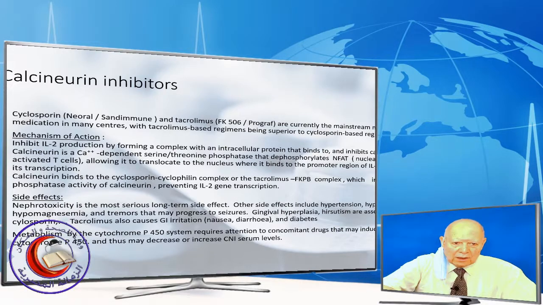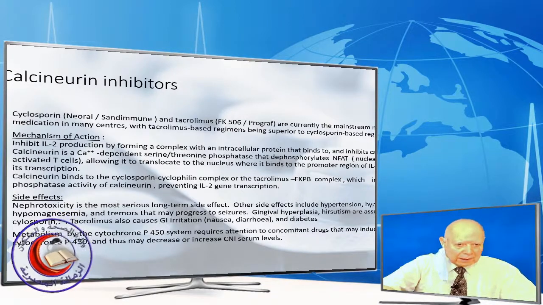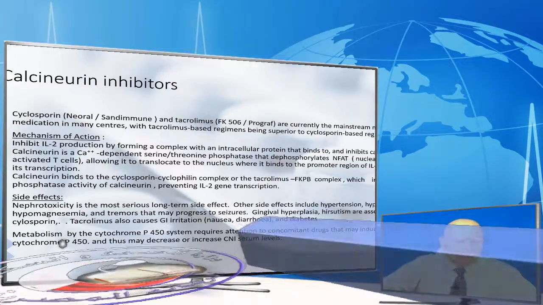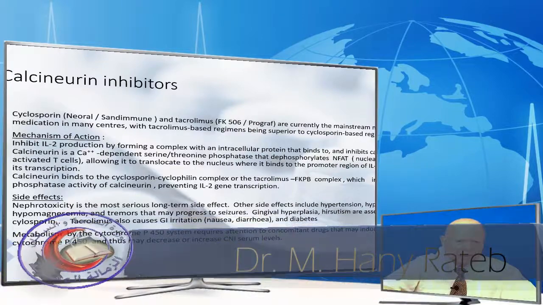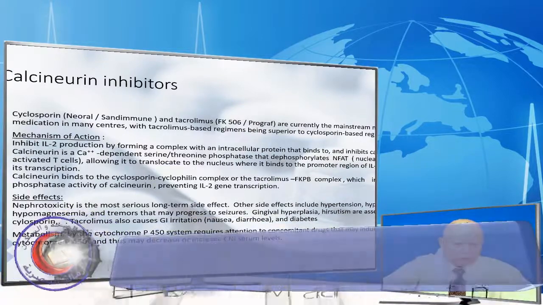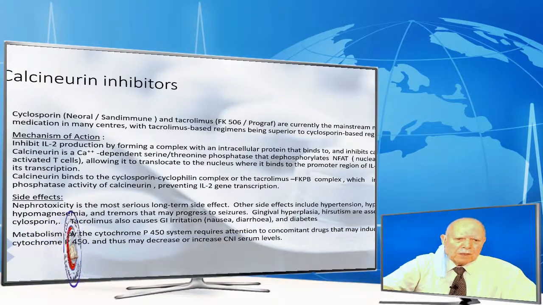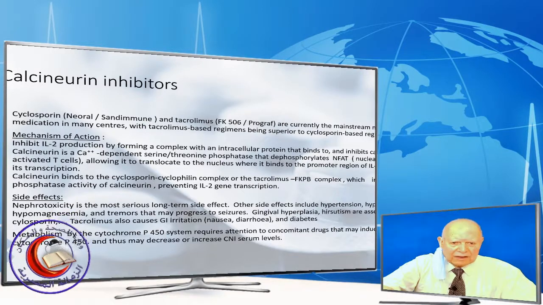The mechanism of action: they inhibit interleukin-2 production. And we said that interleukin-2 stimulates T cells to secrete more interleukin-2, leading to their differentiation, and activates CD8 cytotoxic lymphocytes and other immune cells such as macrophages in a non-specific way, which enhances destruction of the graft. So if interleukin-2 production is inhibited, it is a very effective means to prevent immune system activation.